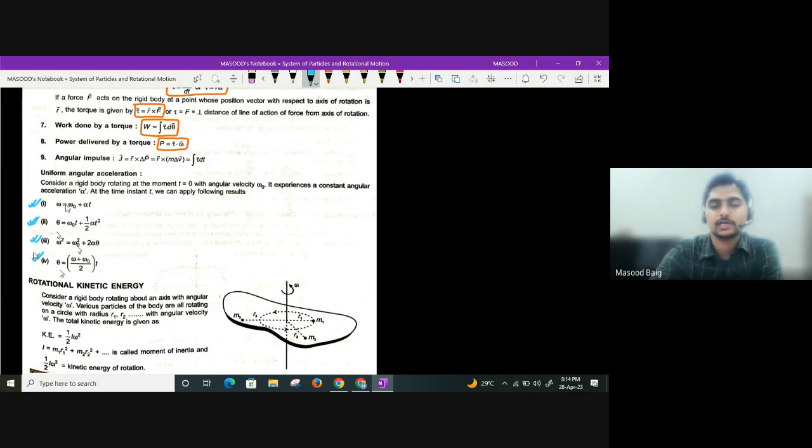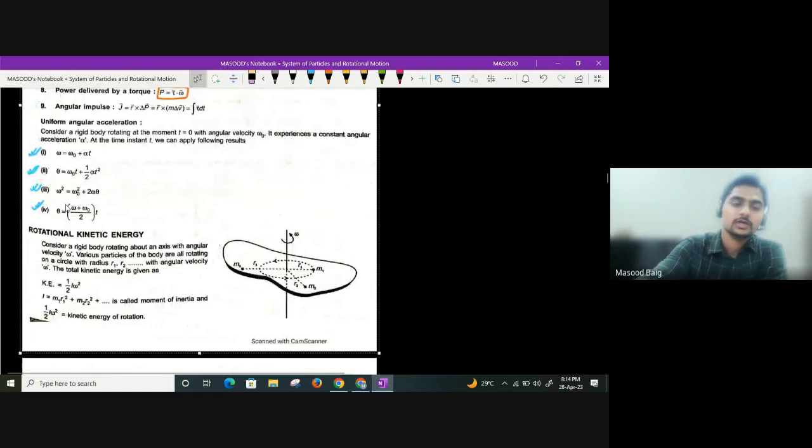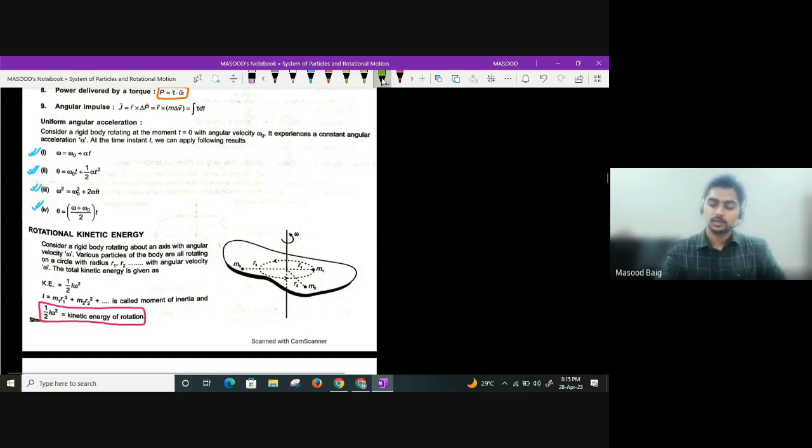Just like we have translational kinetic energy as half m v square, in the same manner we are going to have rotational kinetic energy, half I omega square. What is rotational kinetic energy here? We are going to have rotational kinetic energy as half I omega square, where I is the moment of inertia. So let us see how to calculate the moment of inertia. Clear, everyone?